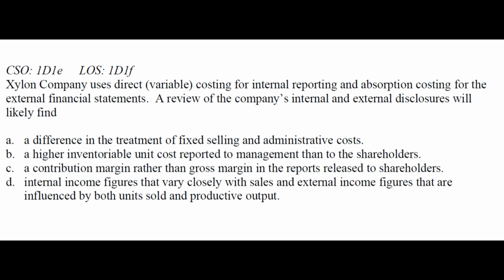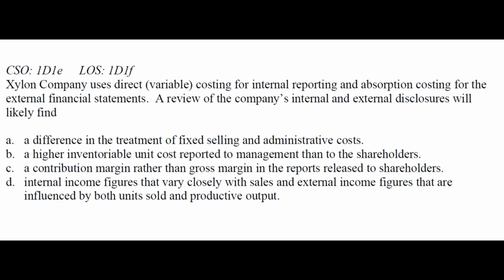C. A contribution margin rather than gross margin in the reports released to shareholders. Incorrect. External financial statements prepared under absorption costing present gross margin, while contribution margin is generally used only for internal management reports. D. Internal income figures that vary closely with sales and external income figures that are influenced by both units sold and productive output. Correct. Under variable costing, income depends mainly on sales volume, whereas under absorption costing, income is affected by both sales and production because inventory can defer fixed manufacturing overhead.